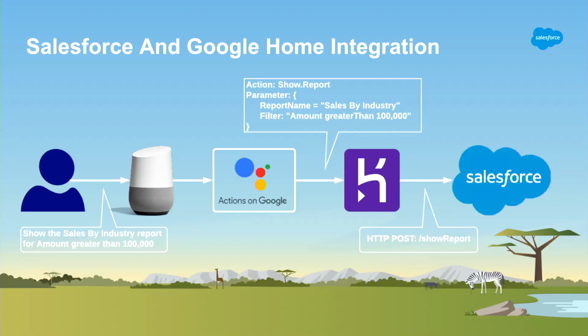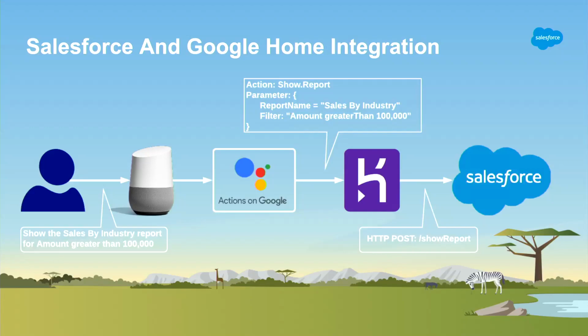So you may wonder, why do we have Heroku in the middle? You don't really need that. You can, from Actions on Google, call Salesforce straight. But we need Heroku here because when Actions on Google sends data to the webhook, it sends a bunch of information, which in most cases is really good. But we don't want to pass all that data, all that big JSON, to the Salesforce side.